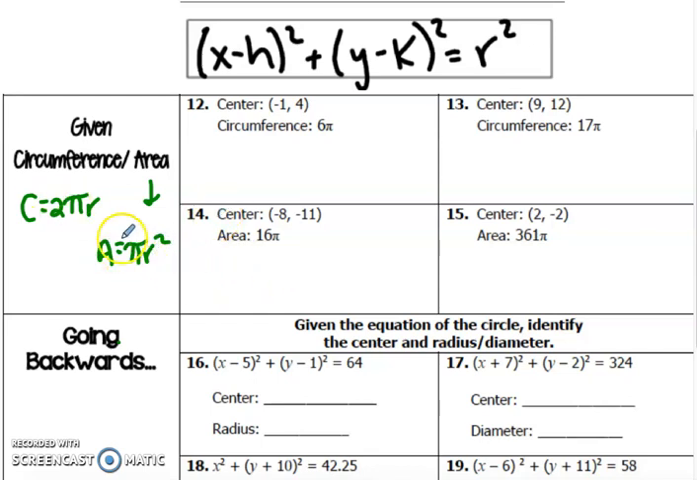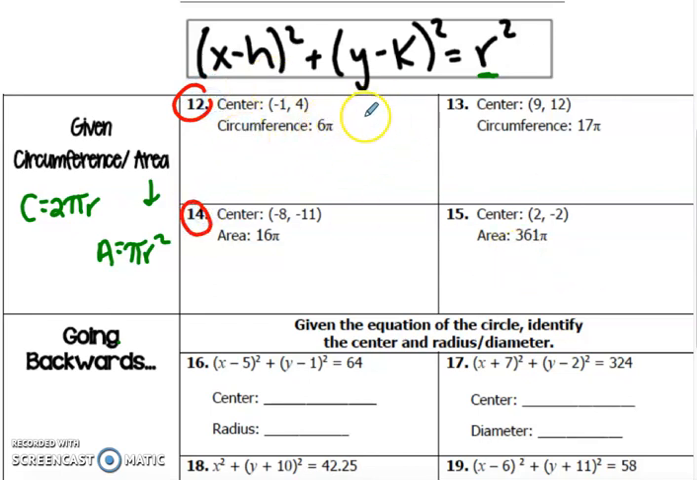Why these formulas look nice with our equation of a circle formula is we can have r in all of them. So if we know circumference, I can find the radius and use this formula. Or if I know the area, I can find the radius, use this formula. So let's look at some of these. I'm going to try 12 and 14, and y'all are going to try the rest.